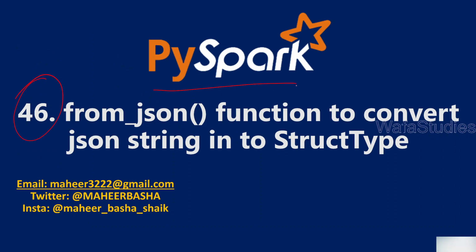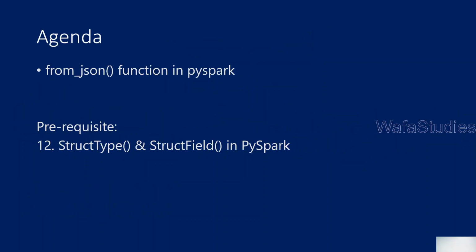In this video, we are going to discuss the from JSON function, with which we can convert a JSON string into structure type. This is a continuation of the previous video, which is part 45, so it is almost a similar video. In part 45, we converted a JSON string into map type, and in this video we will convert that JSON string into structure type. That is the only difference.